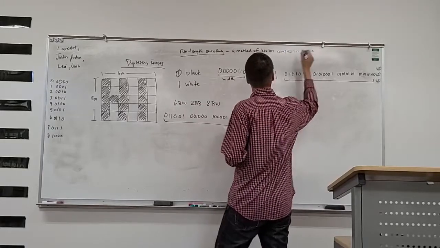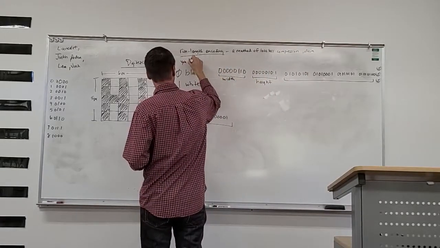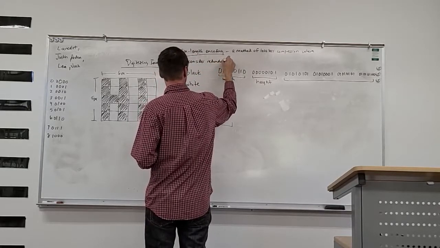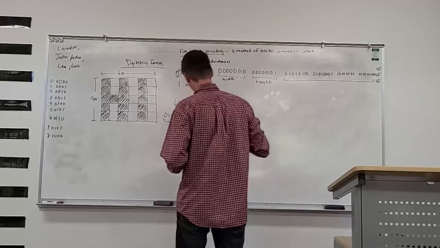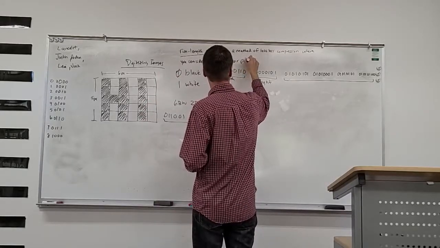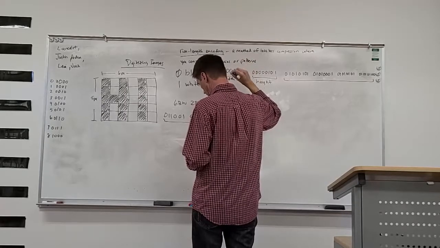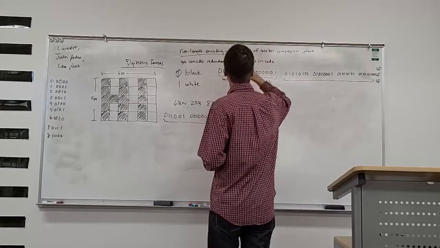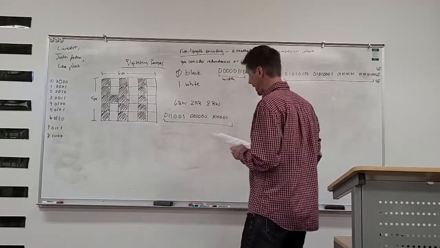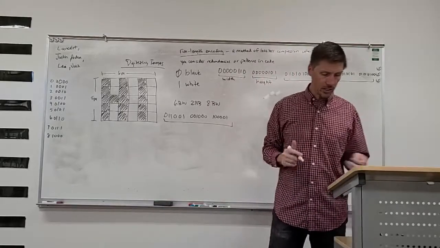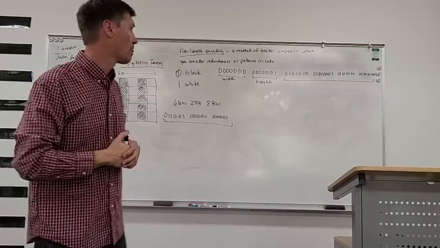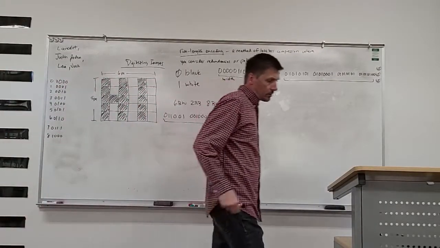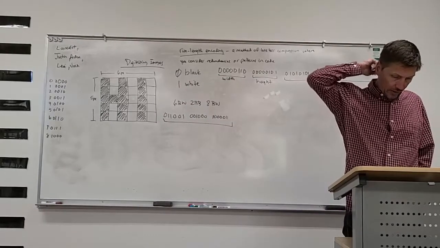where you consider redundancies or patterns. Another way to think about redundancies or patterns in the code. A method of lossless compression where you consider redundancies or patterns in the code. So you're looking for those patterns and you use those to your advantage to compress the file. We call that run length encoding.